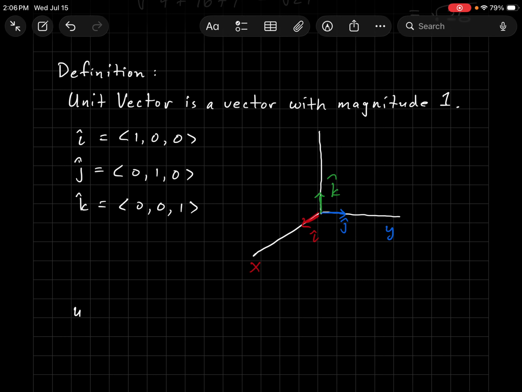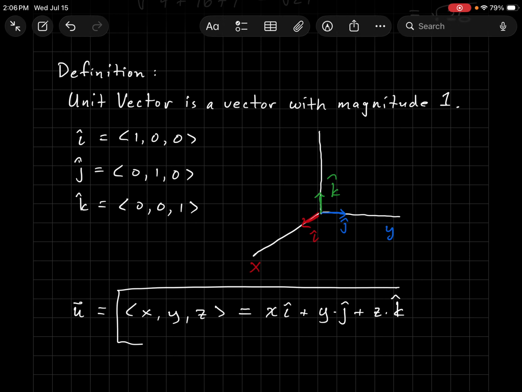Note that a vector, which I'll call, in this case, just u equals x, y, z, could be written like this, and it often is, as x times the unit vector i plus y times the unit vector j plus z times the unit vector k. So when you see this notation, they mean the exact same thing. There's no difference.